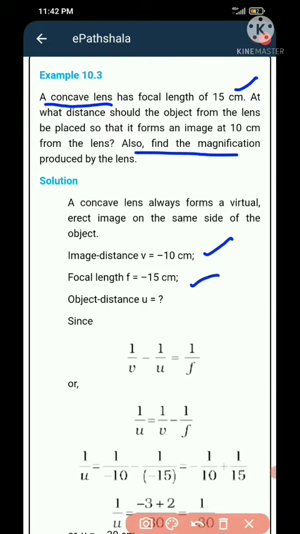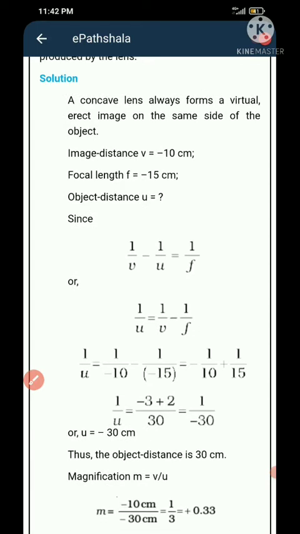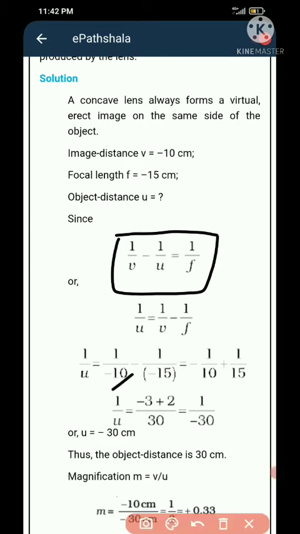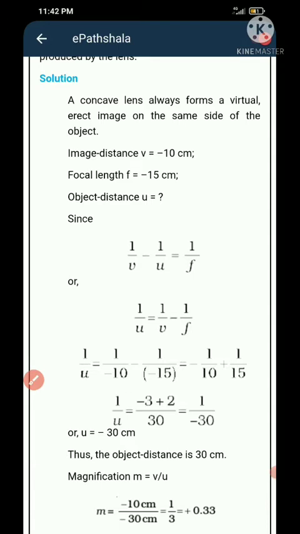Also find the magnification produced by the lens. Object distance and magnification both have to be found. Okay, so by putting the lens formula 1/v minus 1/u is equal to 1/f, you put all the values with the sign here, minus 10 and minus 15, and calculate it. So u becomes minus 30. Minus is opposite to the incident, so your value is right. If not, and minus does not come, then there is a mistake in putting the sign convention.